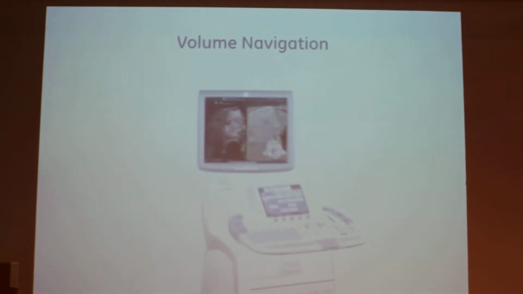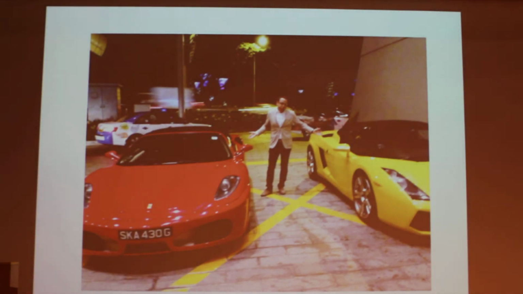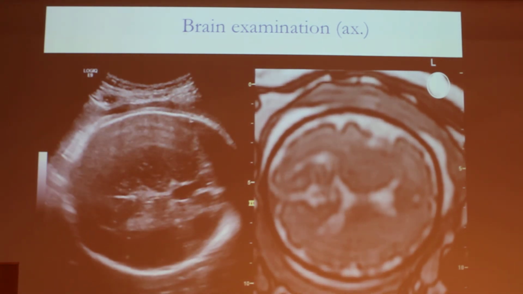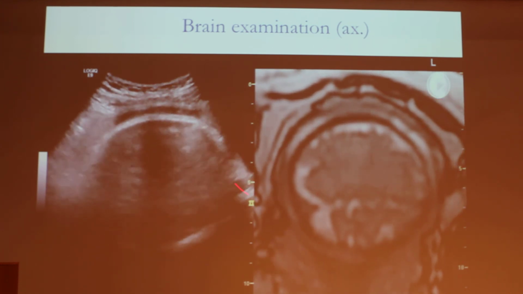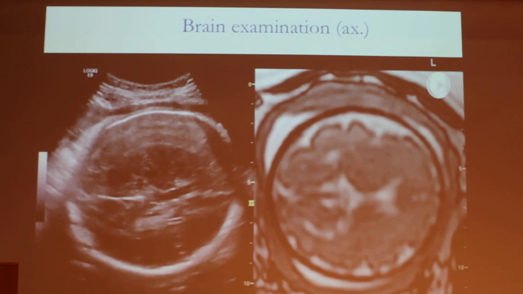So with that technique, you don't have to choose. You remember you had a difficult choice between ultrasound and MRI, and it's a bit like having to choose between a Ferrari and a Maserati or Lamborghini. They are both good. But with that fusion system, you can use the two at the same time. And this is, for example, a brain examination in the axial view, and you can see at the same time the ultrasound image and the corresponding MRI image.